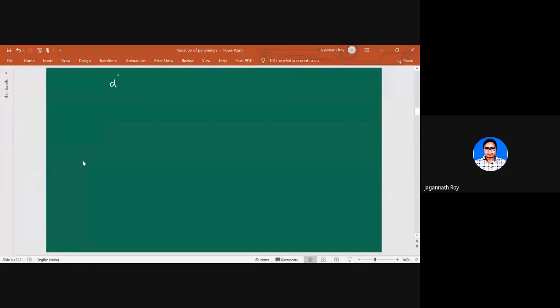So the given equation is d2y/dx2 plus b into dy/dx plus c into y equals x. Now we can write it as y double dash plus b into y dash plus c into y equals x. Let us rewrite. So this is equation 1.